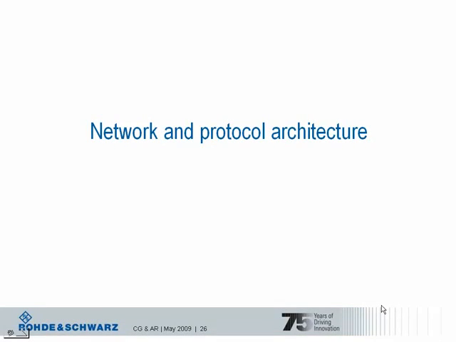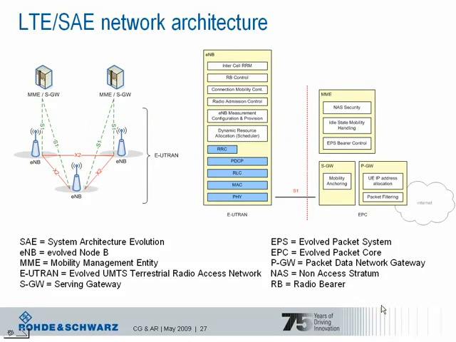So now let's have a look at the network and protocol architecture for LTE. When it comes to the network architecture of LTE, you will often hear the abbreviation SAE, which stands for System Architecture Evolution, and which indicates that also the overall system architecture for LTE was evolved, including the core network functionalities. The left figure on the slide shows the new network entities. The base stations, the so-called E-node Bs or ENBs, are directly connected to the core via the S1 interface.